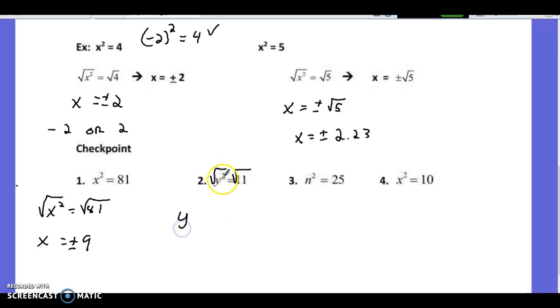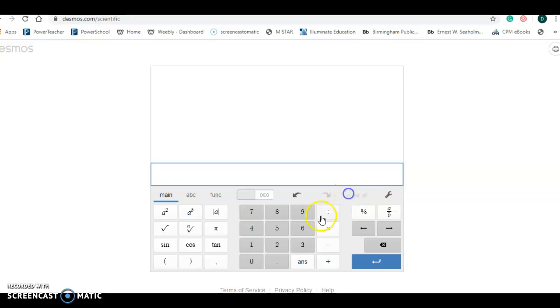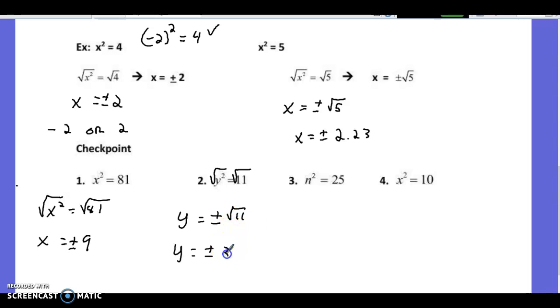For this one, again, take the square root of both sides. So the square root of y squared equals y, equals plus or minus the square root of 11. So you can say square root of 11 is 3.3, and that 1 would round the 2 up, so we can call it 3.32 if we round to the nearest hundredth. So 3.32.